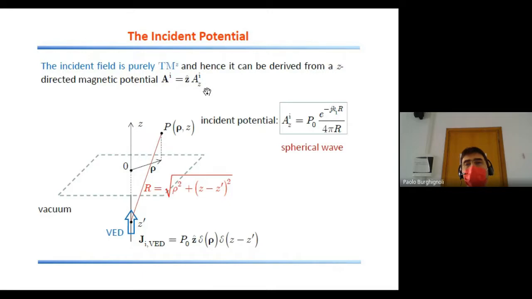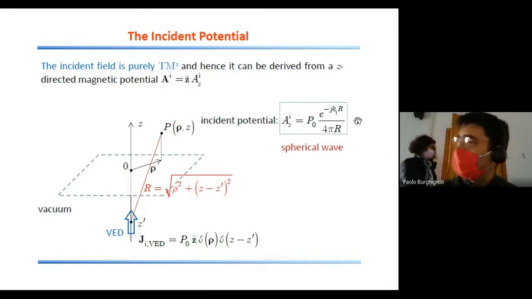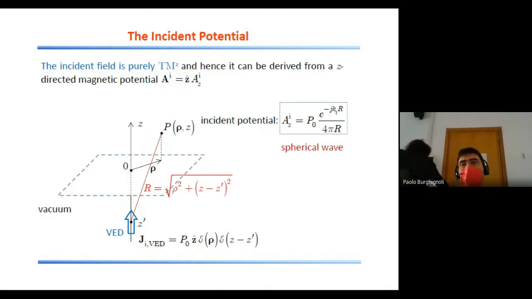The only non-zero component of this potential is known in a closed form and is given by the well-known free space Green's function, that is a spherical wave, e to minus jk1r divided by 4 pi r. Please come in. The free space Green's function is of course weighted by the complex amplitude of the source.